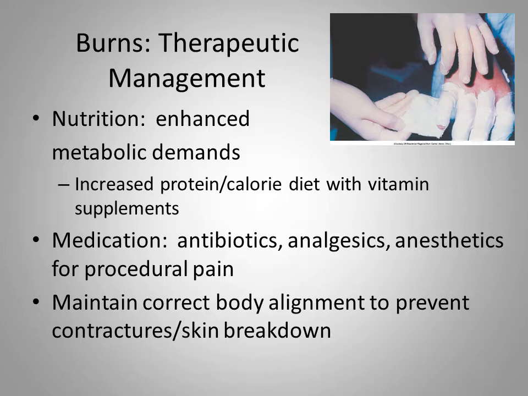We want to maintain the child's correct body alignment to prevent contractures or skin breakdown that could, as a long-term effect, limit the child's mobility. In the picture you see, the healthcare provider is wrapping the patient's fingers to help keep them in an extended position. If that child's hands were to remain in a flexed position during the healing process, that patient may not be able to fully extend their fingers once the tissue has healed.